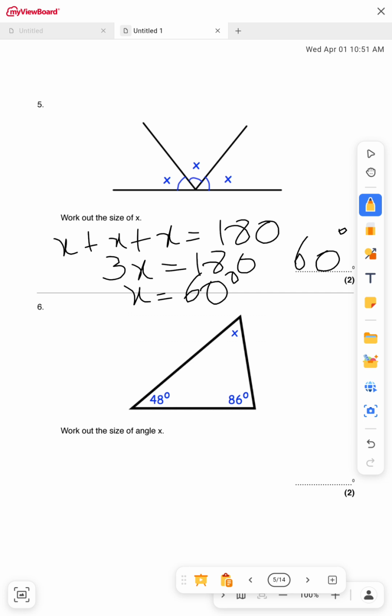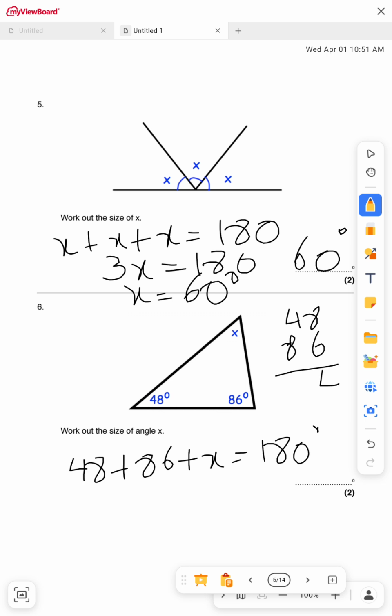Okay, question number 6 states: find out the size of the angle X. Simple. This is a triangle, so the sum of the angles in a triangle is 180. So 48 plus 86 plus x is equal to 180 degrees. And let's see what is 48 and 86. That is 134. So 134 plus x is equal to 180 degrees.